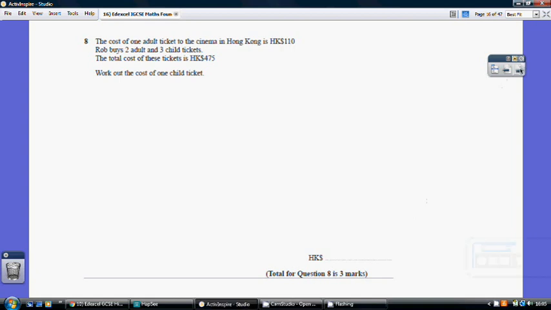Question 8. So the cost of 2 adults and 3 children is 475. I've got to work out the cost of 1 child. So 475 has bought 2 adults and 3 children tickets. So let's first of all take away the 2 adult tickets.